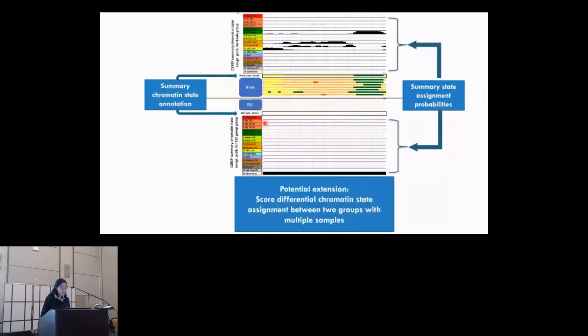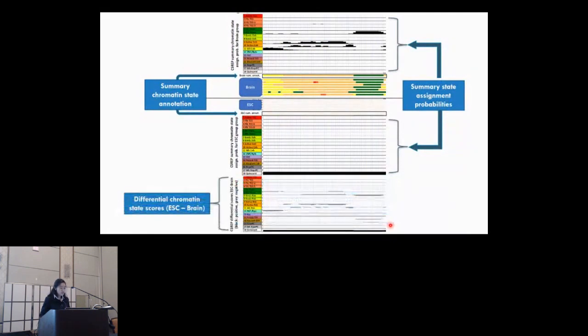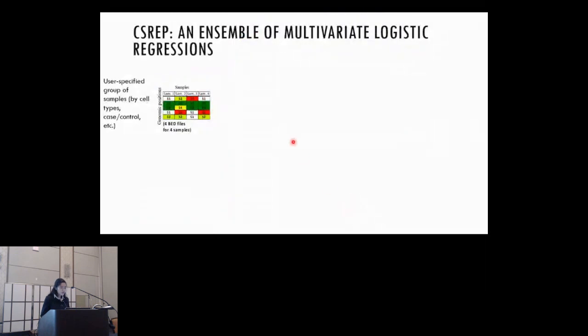A potential extension of this is to score the differential chromatin state assignment between two groups of multiple samples. An example would look like this, where each track is showing the differential chromatin score. A negative score as observed in this track means that the brain samples are more likely to be in these states compared to ESC and vice versa. So with that, we introduce our method, CS-REP.